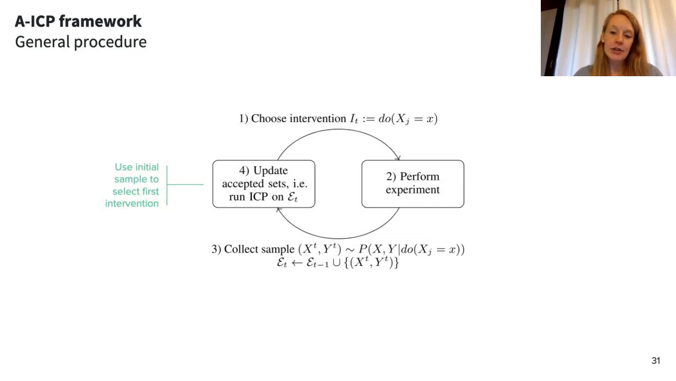And then potentially in the next round, we choose the next intervention target based on this previous result from ICP. And then we iterate. So this is the general framework. And now we make several proposals of what to do in step one here. These are different strategies we'll propose and then compare experimentally in the following.